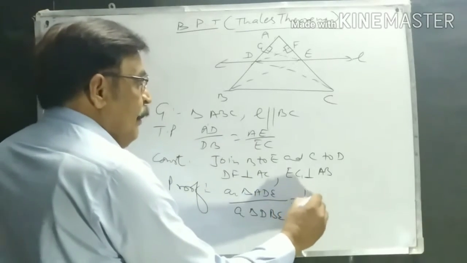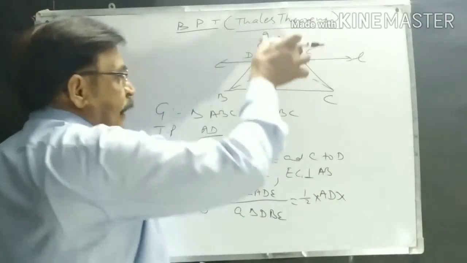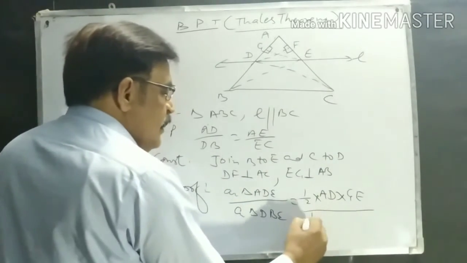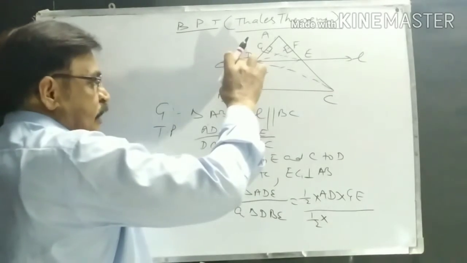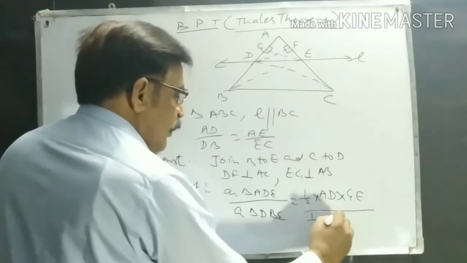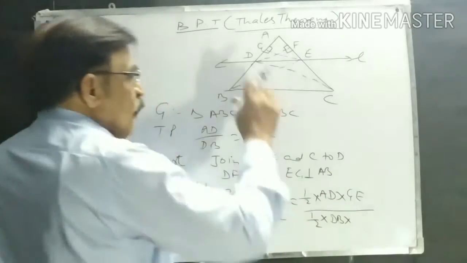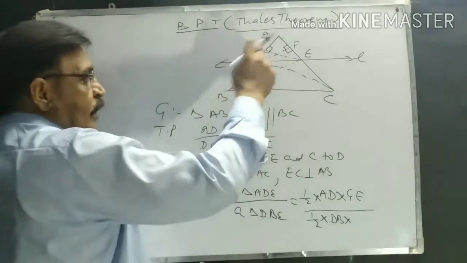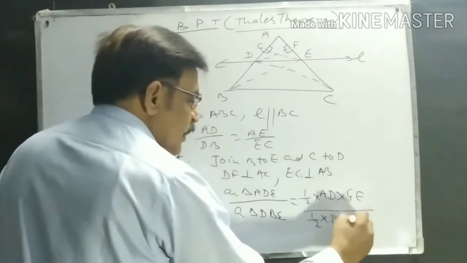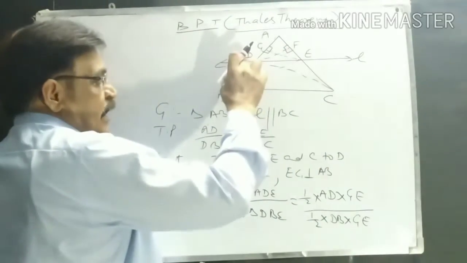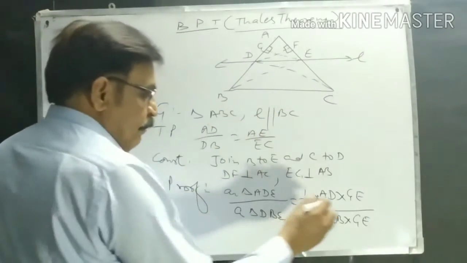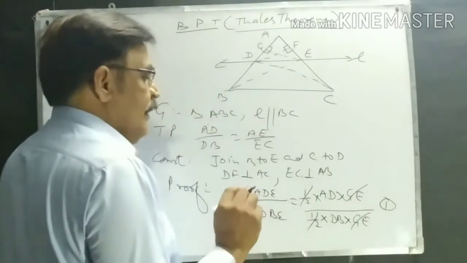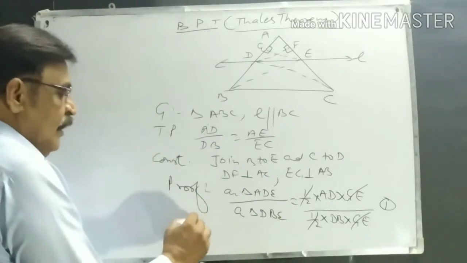You know the very basic idea about the area of a triangle: half into base into height. Base is AD. What is the perpendicular over here? GE. GE becomes your perpendicular. In the same way, what is the base of this triangle? DB, or BD, whatever. Now switch over to the perpendicular on this base DB. This GE will be considered the perpendicular because this base has been produced to G. This one cancels, this one cancels. So this is your first part.